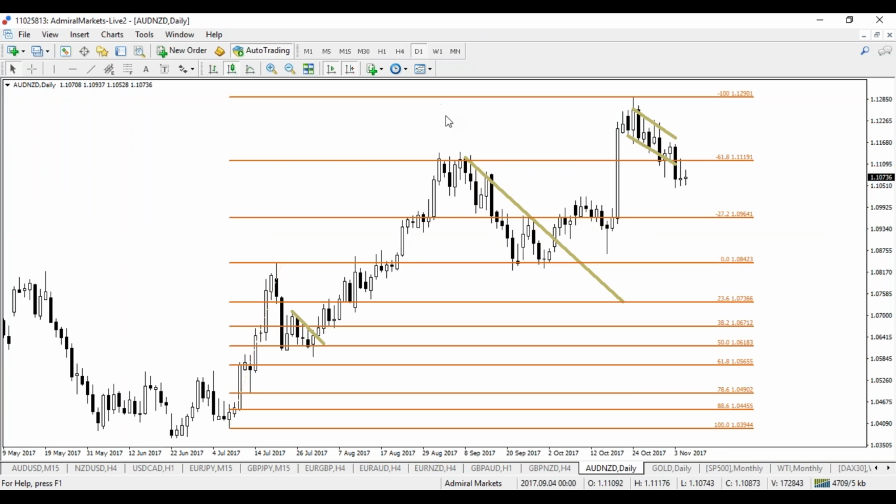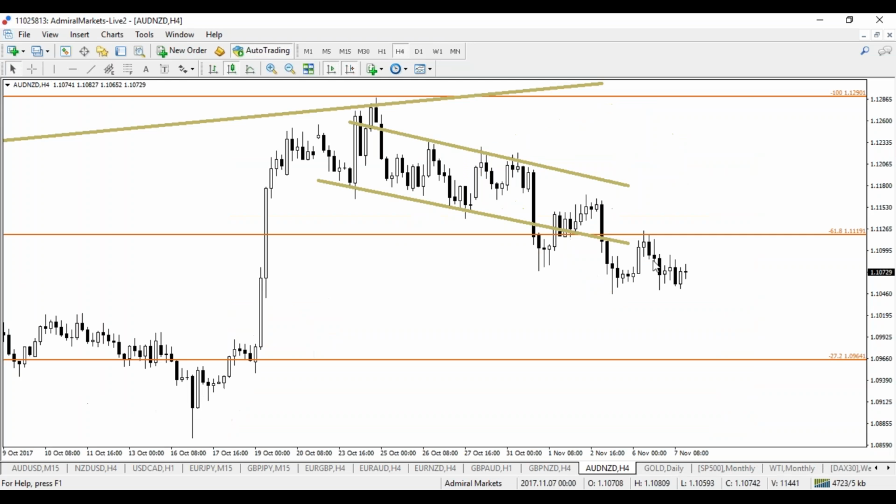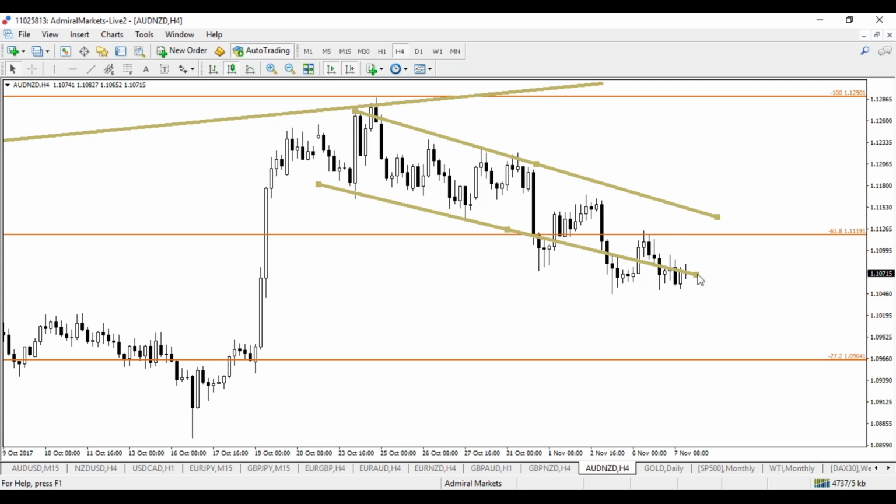New Zealand, by the way, has divergence between the daily tops, between these tops. From my point of view, it is trying to break through this bull flag. In fact, it looks like a bull flag, but with the divergence on the daily chart, it's questionable whether it's a bull flag or just a channel to the downside.